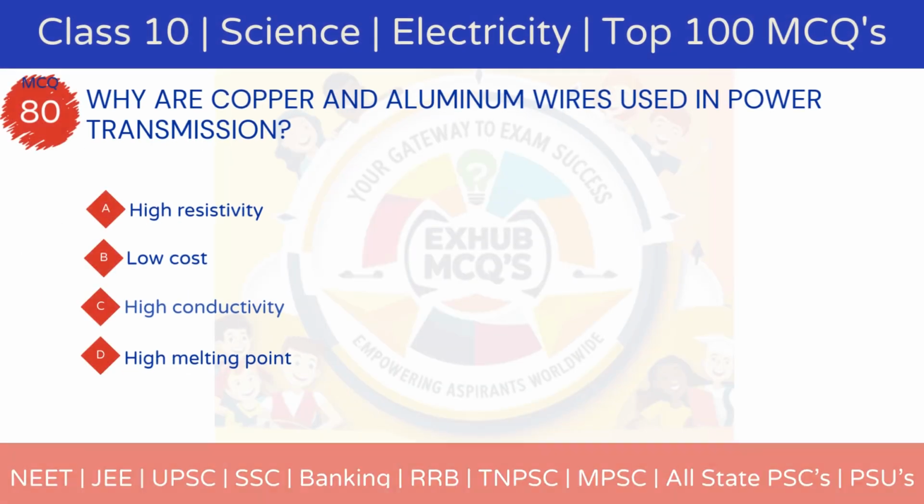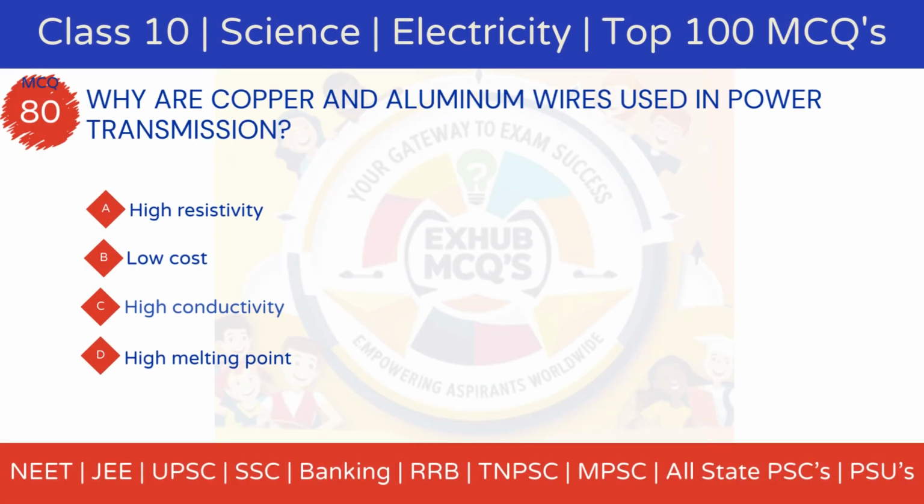MCQ 80. Why are copper and aluminum wires used in power transmission? Option A, high resistivity. Option B, low cost. Option C, high conductivity. Option D, high melting point.